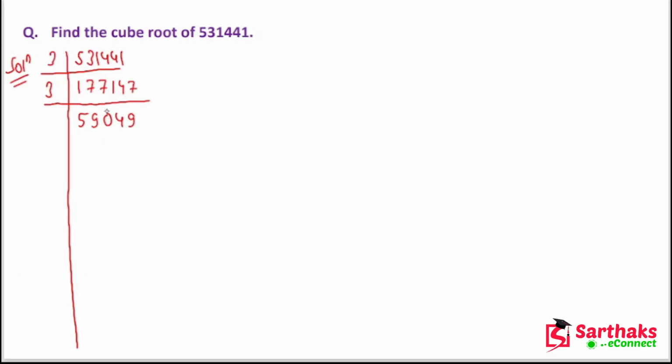Suppose if you don't add 0, you can cross check, it will be 5949, whose triple would be something about 17,000, not 1,77,000, right? So that is how you can cross check.